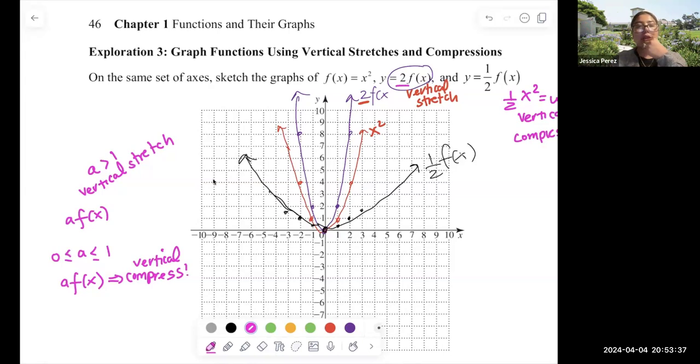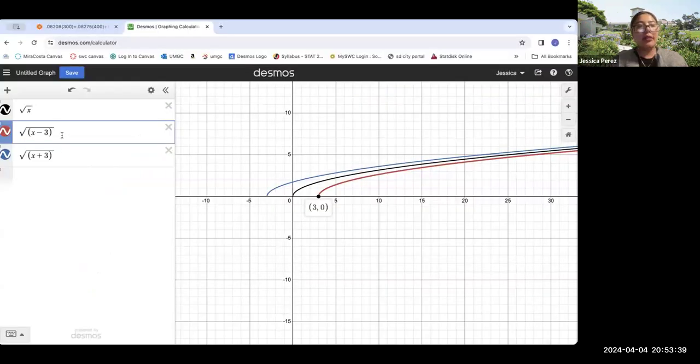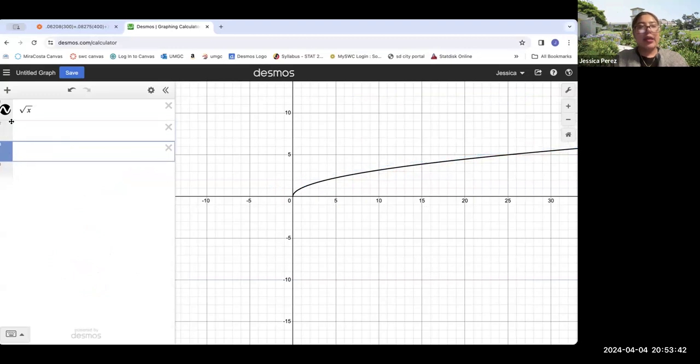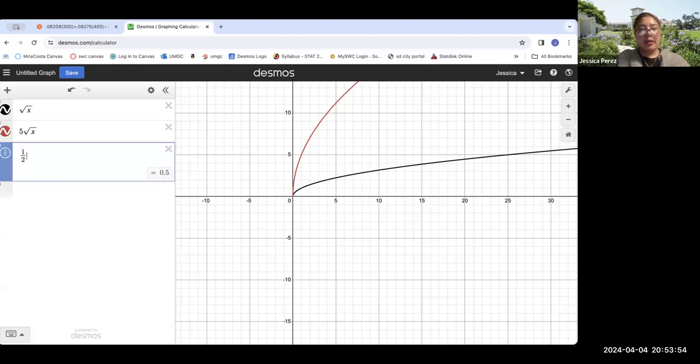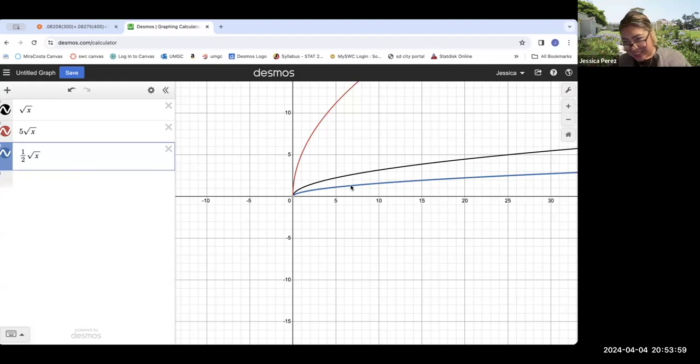So similarly on Desmos, if I share my screen again, look at my square root of x. Let's compare the square root of x with what happens if it's 5 times it. See how it stretches vertically up? And what if I have 1/2 the square root of x? See how it's a vertical compress? You press it down, so you vertically stretch it or you compress it. Because 5 is bigger than 1, it's going to be a vertical stretch. And this one is going to be a vertical compress.